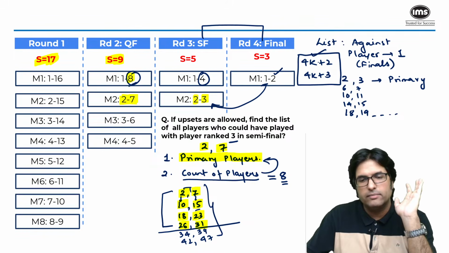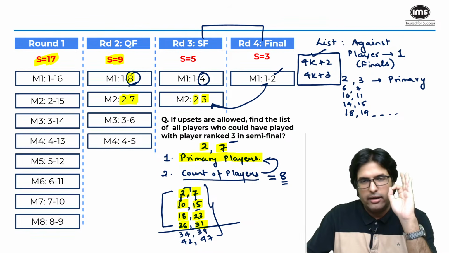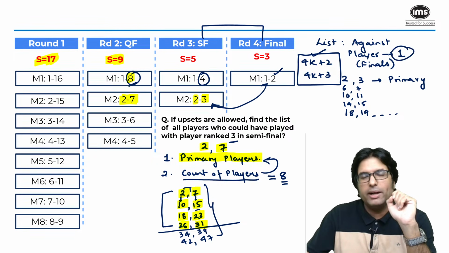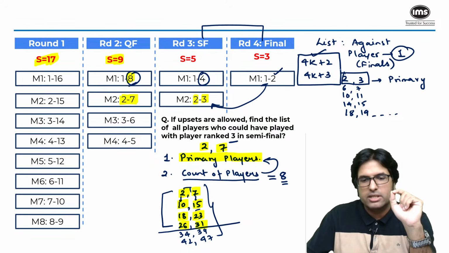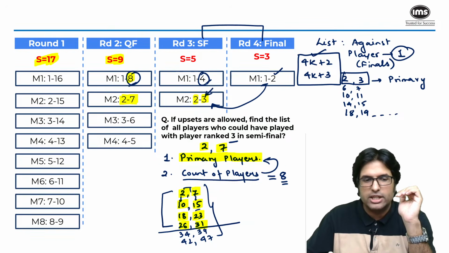I hope this is clear. So again, if required, rewatch this recording, rewatch this question where we are asked who would play against player rank 1 in the finals. So the primary list of players, the two players which are very easy to find are 2 and 3. The total players when 2 and 3 are playing against each other are 4.